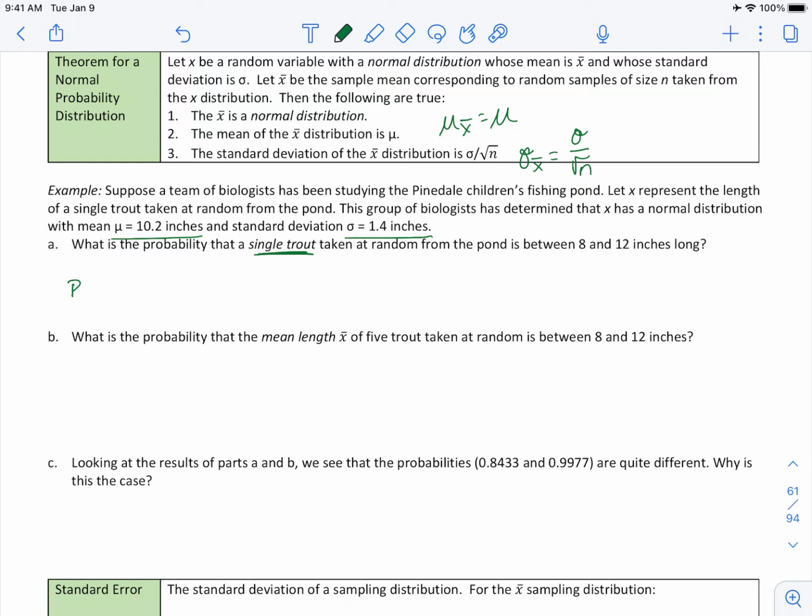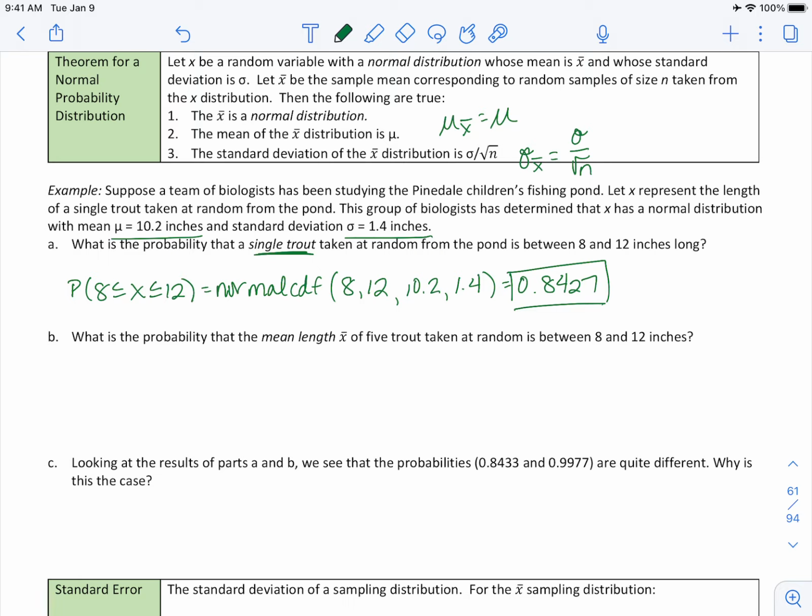So we'd say the probability that 8 is less than or equal to x less than or equal to 12 is equal to, we can use normal CDF. Lower bound is 8, upper bound is 12, mean is 10.2, standard deviation is 1.4, and that's going to give us 0.8427.